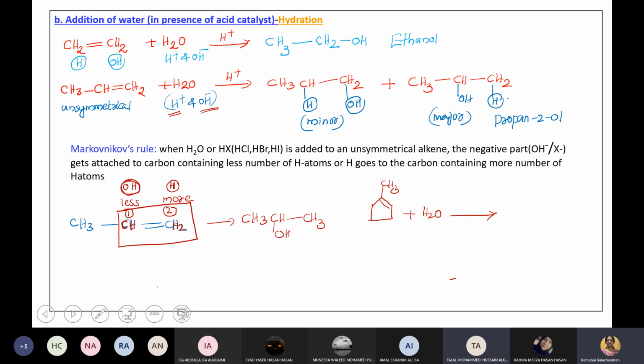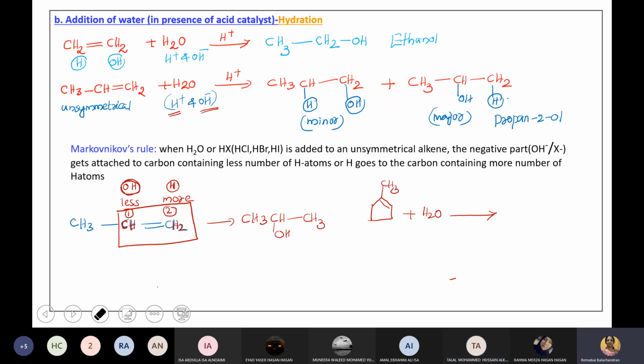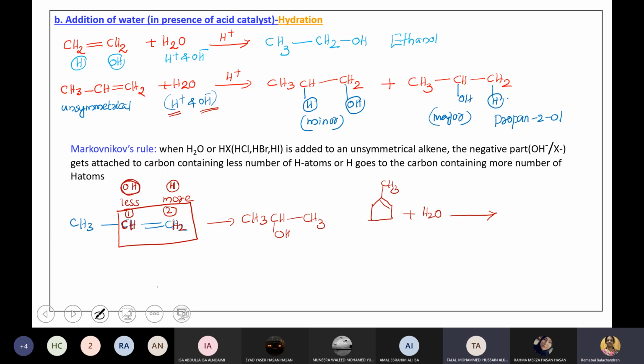Coffee product. One methyl. One methyl, cyclo. I forget the naming. But the OH will be the same carbon with CH3. This one, correct?